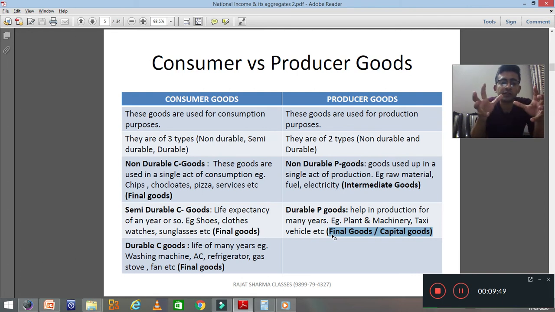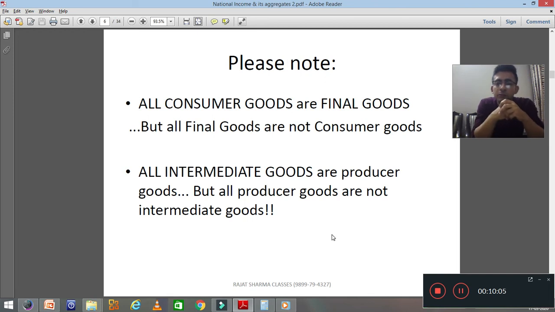So here we can say that all the intermediate goods are of course producer, but all producer need not be only intermediate. They can be final also and intermediate also. All consumers are final, but all final does not have to be only consumer. This is what it is given. Okay.